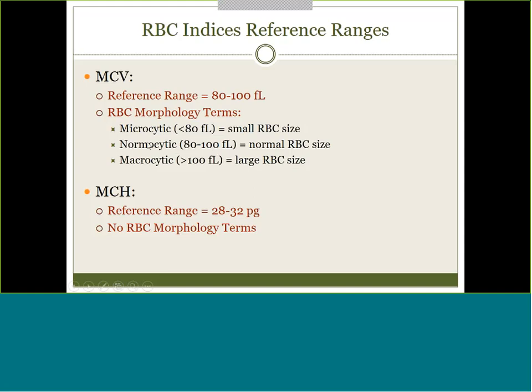If that result for the MCV was less than 80, was low, we would call that microcytic, micro for small. These would be small red cells. And then the opposite. If the MCV was high, higher than 100, it would be macrocytic, macro for large. For the MCH, the reference range is roughly 28 to 32 picograms. There's no terms to know here, so you just have to know the reference range and if it was in or not and how to calculate it.